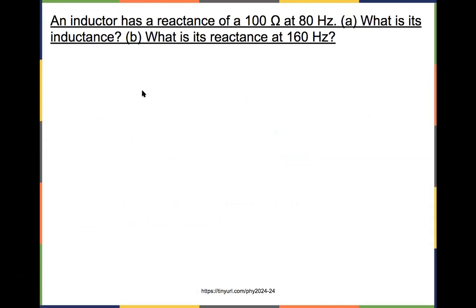Basically this one says you have an inductor with a reactance of 100 ohms at 80 hertz. For reactance, it should have the same units as resistance. So reactance has SI units of ohms, just like resistance. I didn't mention that, but in case you are wondering what the unit for reactance is, it's also ohms. It's asking what the inductance of this inductor is and what the reactance of it is at a higher frequency. Give it a try and then we'll look at the solution together.